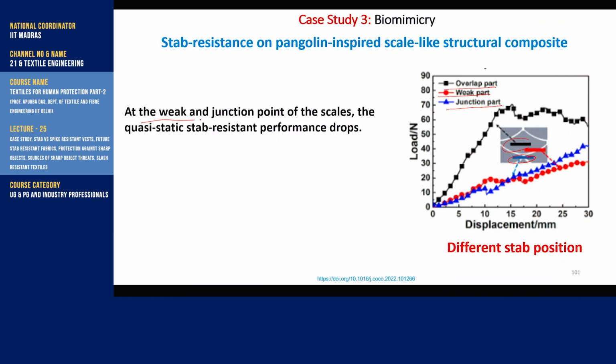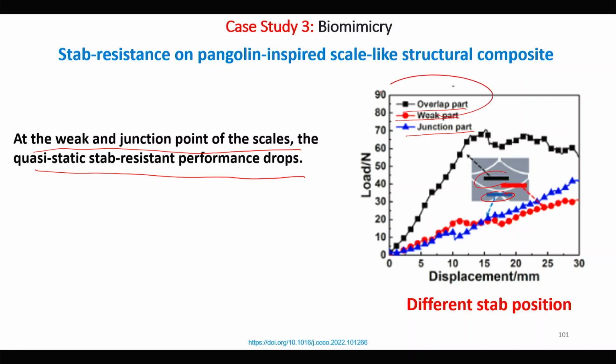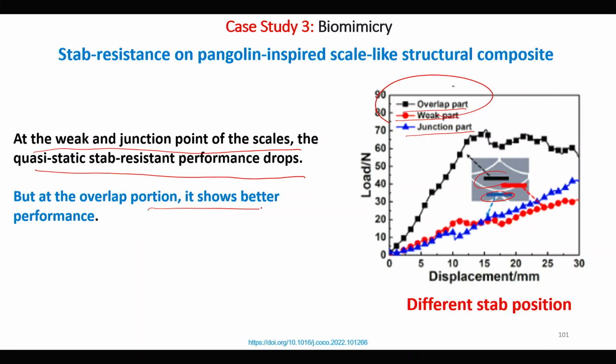So, at the weak and junction points of the scale, the quasi-static stab resistance performance drops. But at the overlap part, the load is very high. So, we should design the structure so that all the portions have overlapping. At the overlap portion it shows better performance.